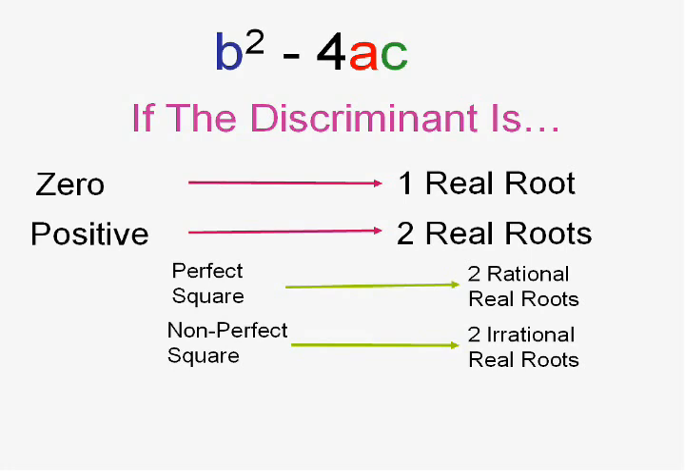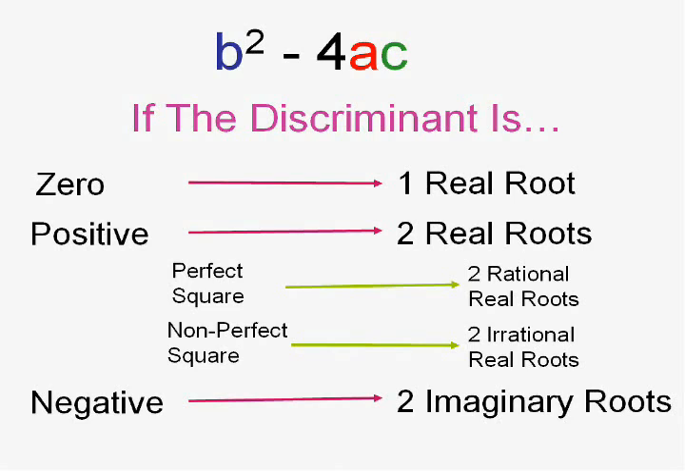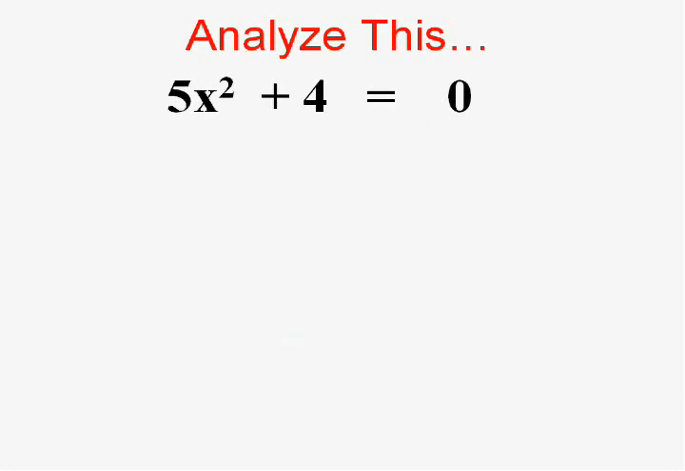Okay? And if the discriminant comes out to a negative number, well, then you'll be trying to take the square root of a negative number. Oh, very very bad. Definitely unacceptable. You'll have two roots, but they'll be imaginary. Okay? Excuse me, Professor Brainiac.